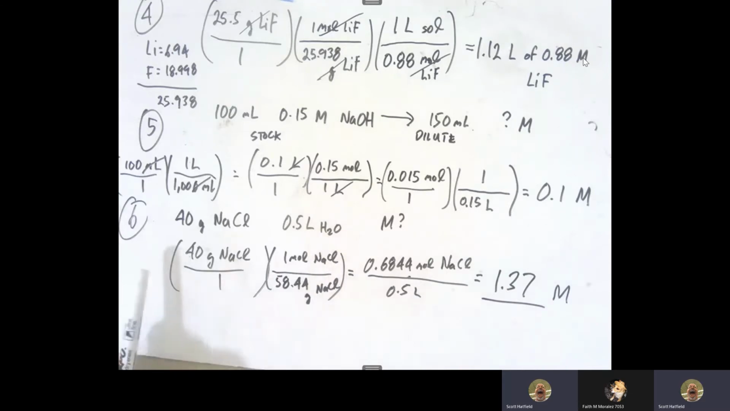We'll come back to that. We take our 40 grams and using the molar mass in the periodic table, we convert it into number of moles. Now we know the number of moles. We've already determined that it's 0.5 liters. So that many moles divided by that many liters gives us a molarity of 1.37 moles per liter. And that is all she wrote for problem number 6.